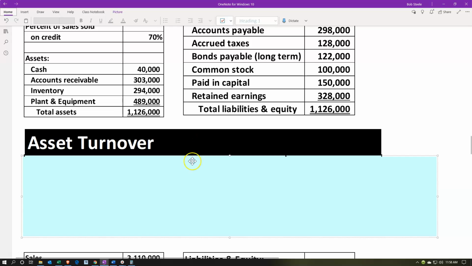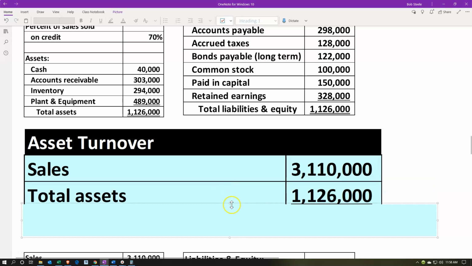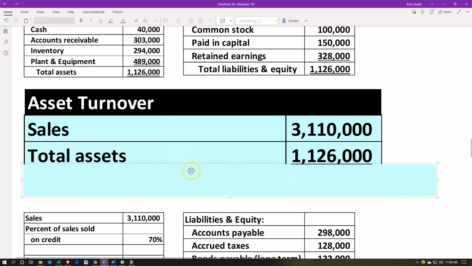We have asset turnover. Asset turnover is going to be sales, the top line of the income statement, divided by the total assets, which is going to be here on the balance sheet. So this is one where you're comparing an income statement number, a performance number, which is calculated over a range of time, as opposed to the total assets balance sheet number, calculated at a point in time. So you might see sales divided by average total assets. Be aware of that.